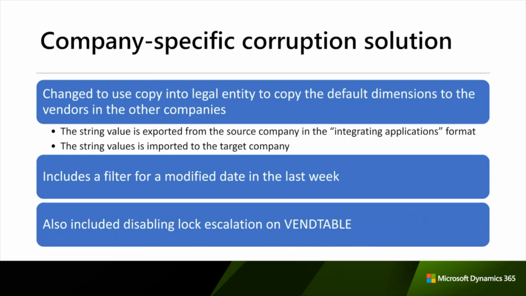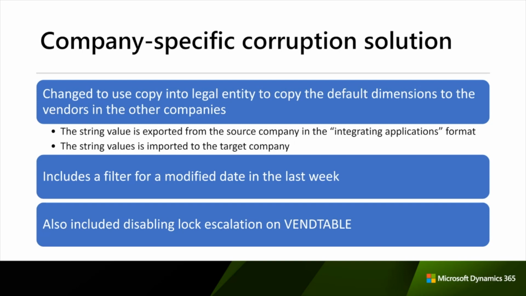Okay, so I wanted to quickly talk about what we did instead for that company-specific corruption problem that I mentioned. What was the solution? We changed it to use copy into legal entity to copy just the default dimensions from the one company to all the other companies.